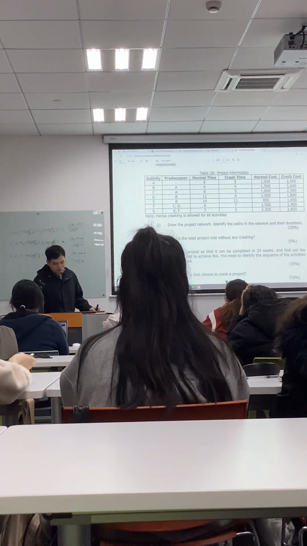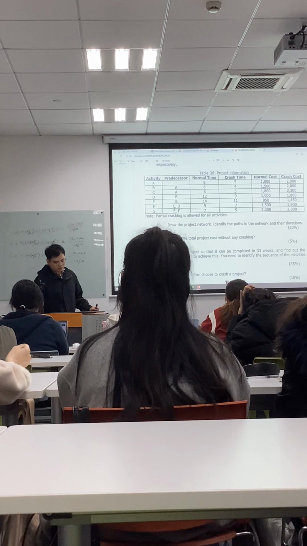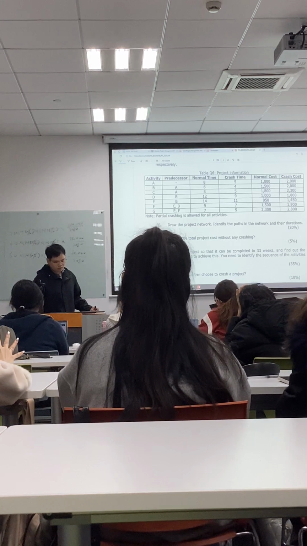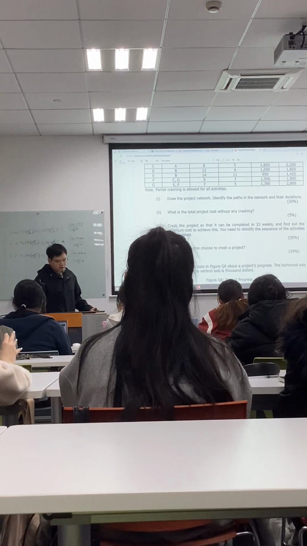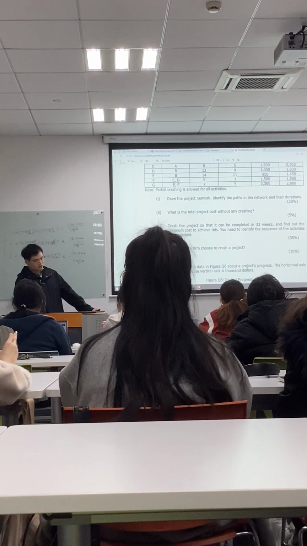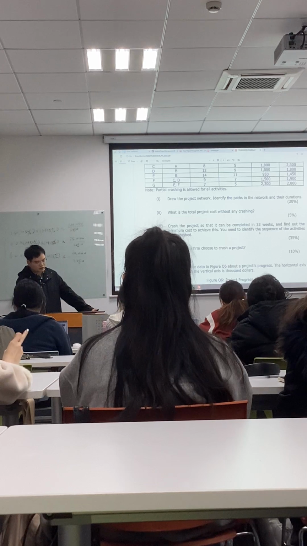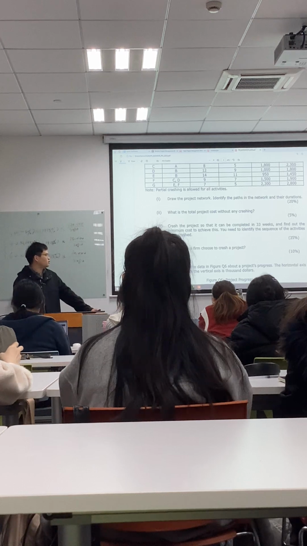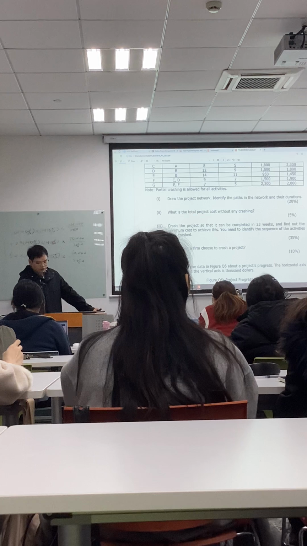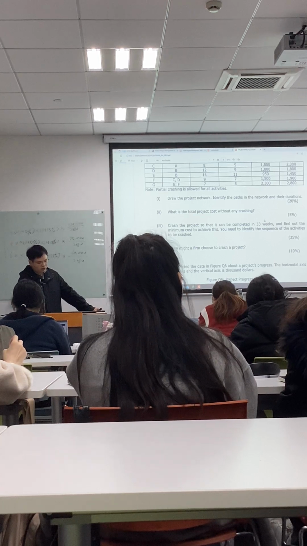And second, what is the total project cost without any crashing? We have just calculated this. And thirdly, crash the project so that it can be completed in 33 weeks, and find out the minimum cost to achieve this. So we need to determine which activities to be crashed to achieve this target, 33 weeks at a minimum cost.